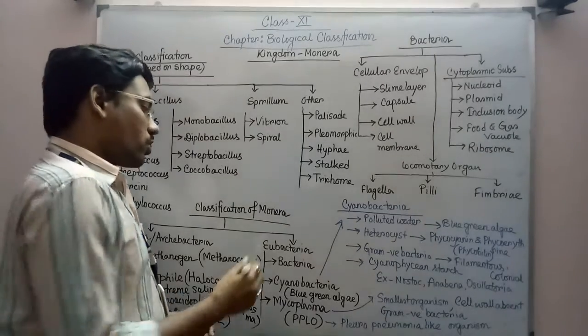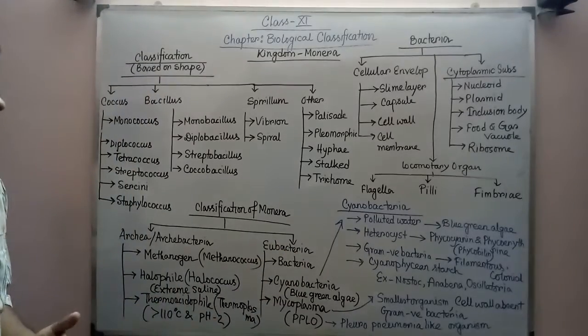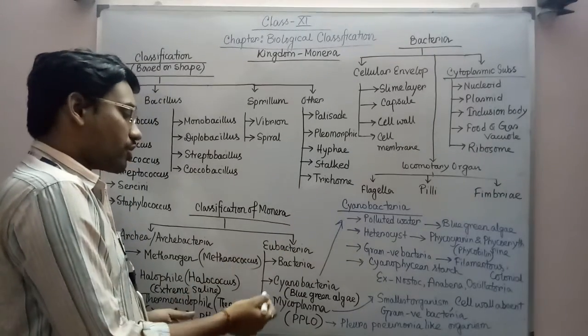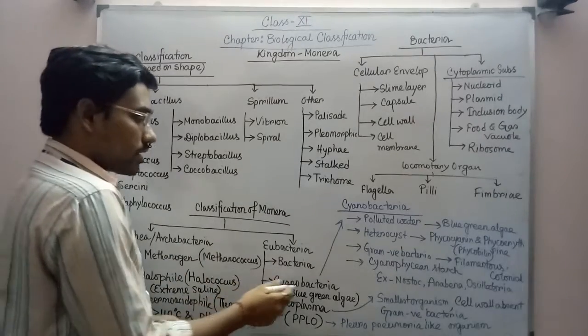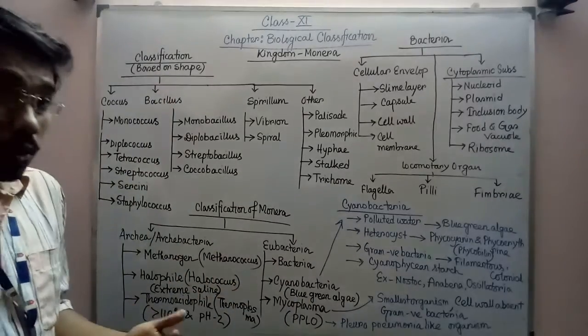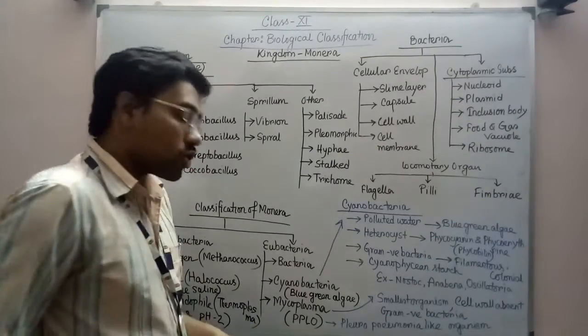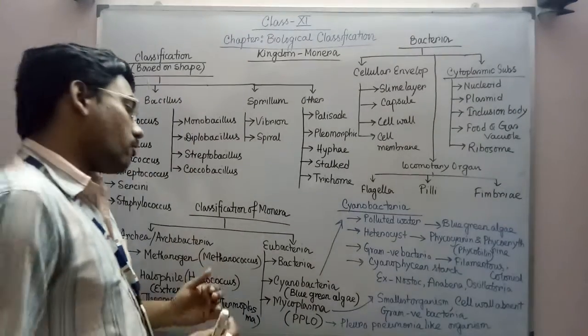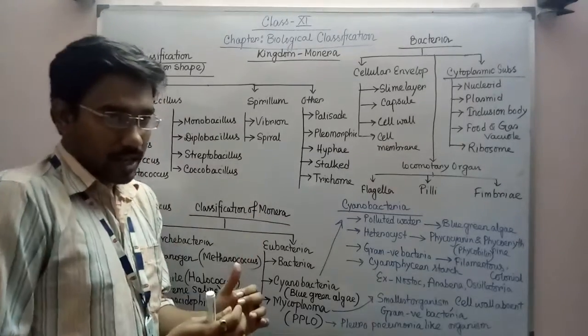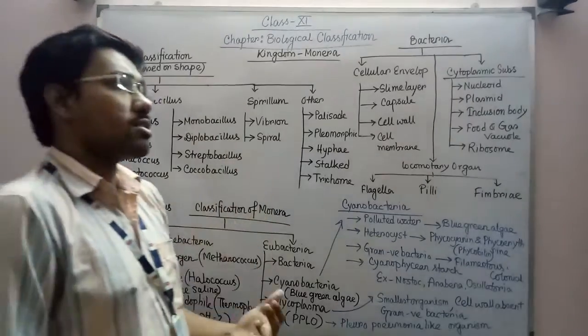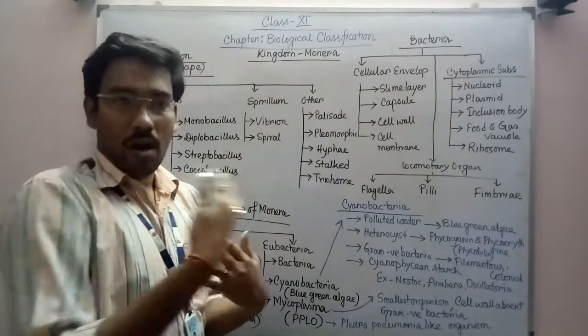Next, I am moving on to the eubacteria. In the eubacteria, you can see the categorization shown here. The first one is a normal bacterial cell. The second one is a cyanobacteria, which is commonly known as blue-green algae. The third one shown is a mycoplasma. So these three types of bacterial cells come under the eubacteria or true bacteria category, which are commonly found in our environmental condition.